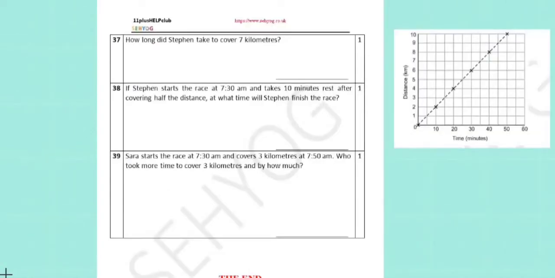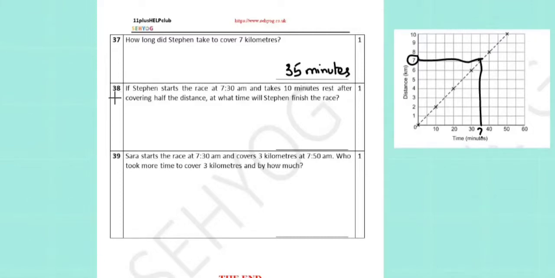In question number 37, how long did Stephen take to cover 7 kilometers? So, in the kilometers axis, we are going to look at the value 7, draw a line till our line graph, and then draw it downwards to find the number of minutes. So, it is between 30 and 40, which is 35 minutes. So, Stephen takes 35 minutes to cover 7 kilometers.